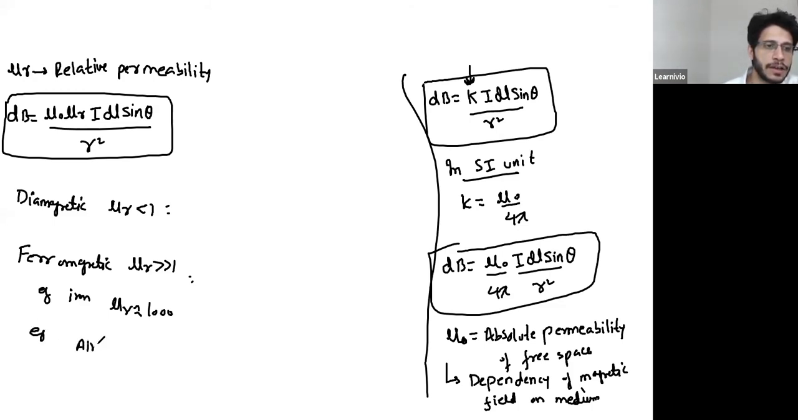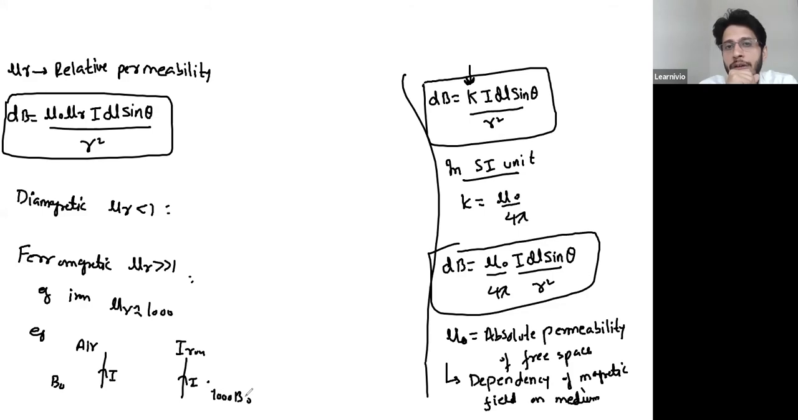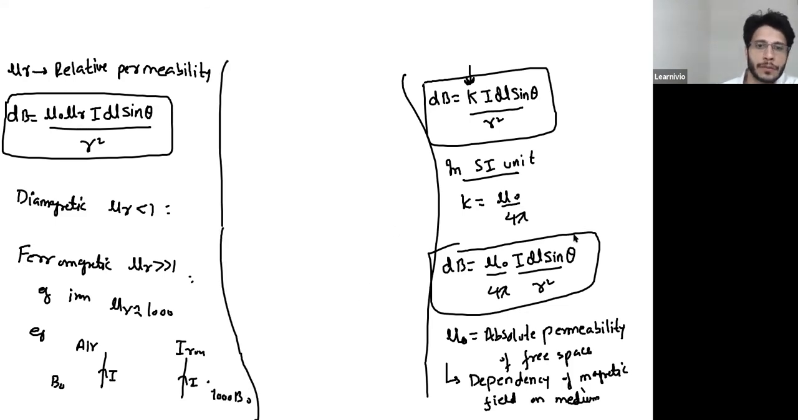It simply means this is air. In air, I put a wire passing some current I. In air, let's say the strength of the magnetic field is B naught. If instead of air, I take iron, in iron I put the same wire and the same current. At the same point, the magnetic field will become 1000 times. So this is how the medium affects your magnetic field. I'm taking the same wire, the same current, and just changing the medium. First the wire is placed in air. Next, the wire is placed in iron. In iron, the magnetic field becomes 1000 times. So that is the significance of relative permeability.